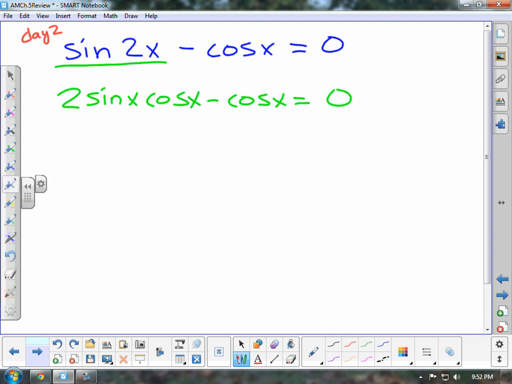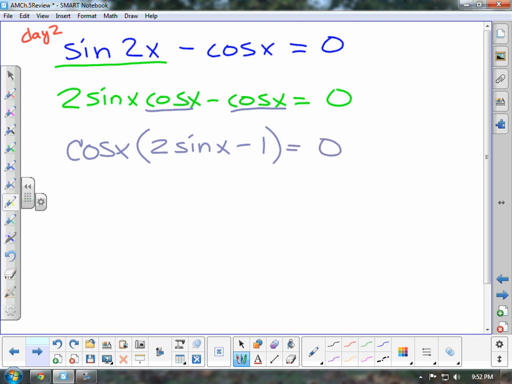And would you look at that then? We have a cosine of x in both terms that we have here now, so we can divide out a cosine of x. When you divide that out of this first term, you get 2 sine x. When you divide it out of the second term, you get a negative 1. And so then, setting each part equal to 0 using the zero product property, cosine of x equals 0, and 2 sine of x minus 1 equals 0.